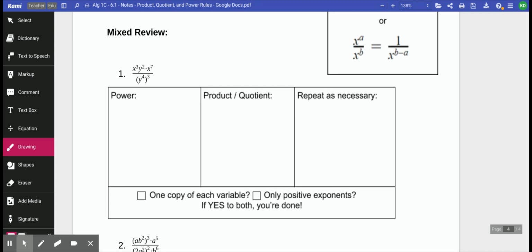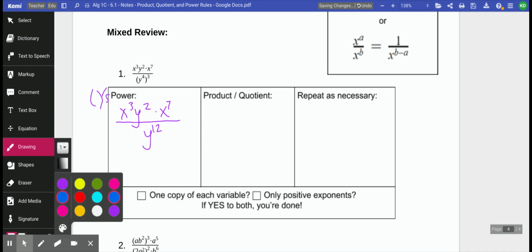If you look at this example, we have a whole bunch of x's and y's. We only want one of each. So our power rule, we're going to do those parentheses, right? So power rule, think parentheses. So we're not going to do anything on the top of this fraction. We're just going to look at those parentheses on the bottom. So instead of y to the 4th raised to the 3rd, I'm going to write y to the 12th.